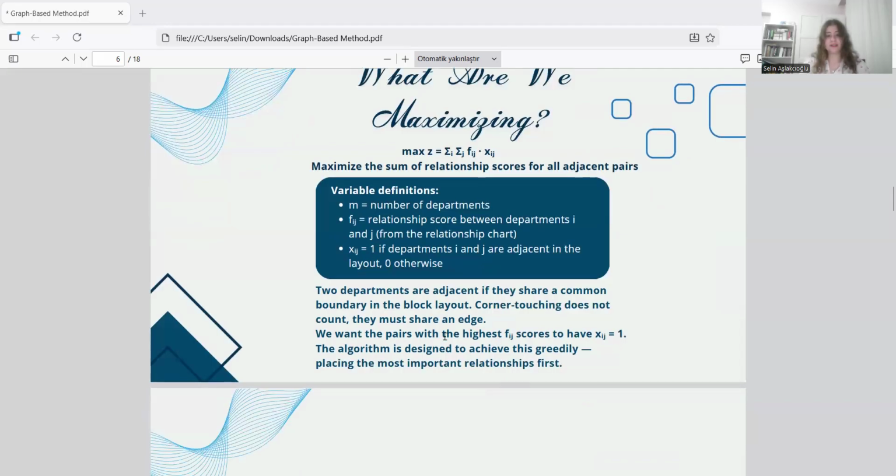Two departments are adjacent if they share a common boundary in the block layout. This is something that we need to keep in mind. Corner touching does not count. They must share an edge.